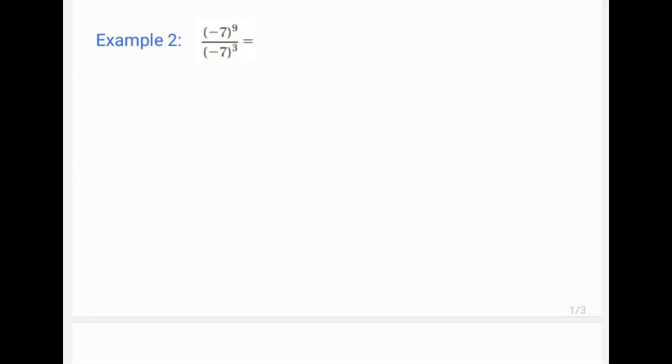So our base is negative 7, so we can go ahead and write negative 7 as our base. And then we have the operation of 9, and because it's a division sign, it's a minus 3. If we simplify that, we get negative 7 to the 6th power. And again, if we need to evaluate that, we'll write it out 6 times.